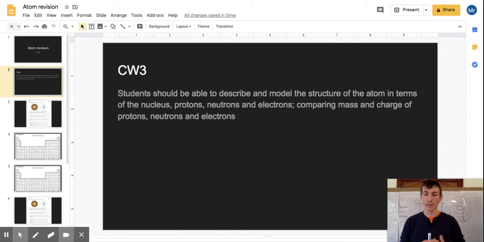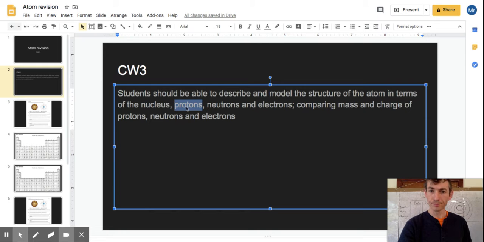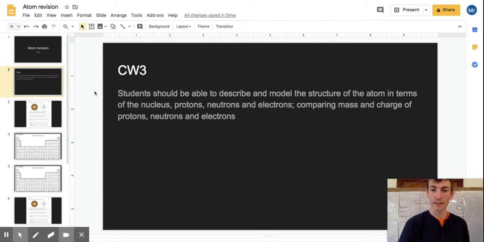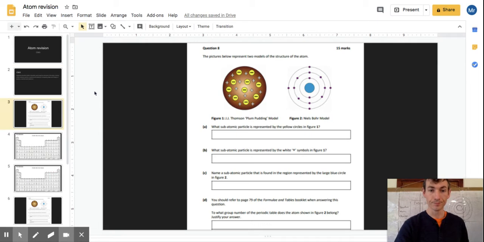So a model can be like a diagram or a drawing of the atom, and the structure of it means how it's actually made. And we need to include terms. So the nucleus is one important term that we need to be able to include. The proton is another important term. Neutron and electron. Okay, so we also need to compare the mass and charge of protons, neutrons, and electrons. So by the end of this lesson, that's what we will have done.